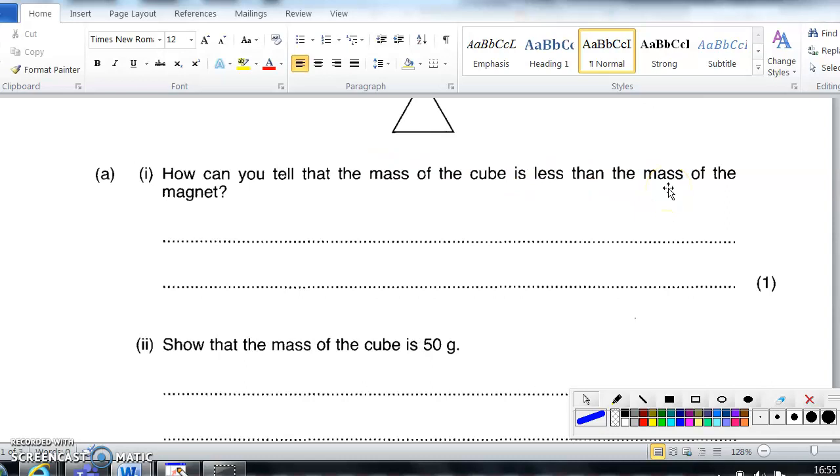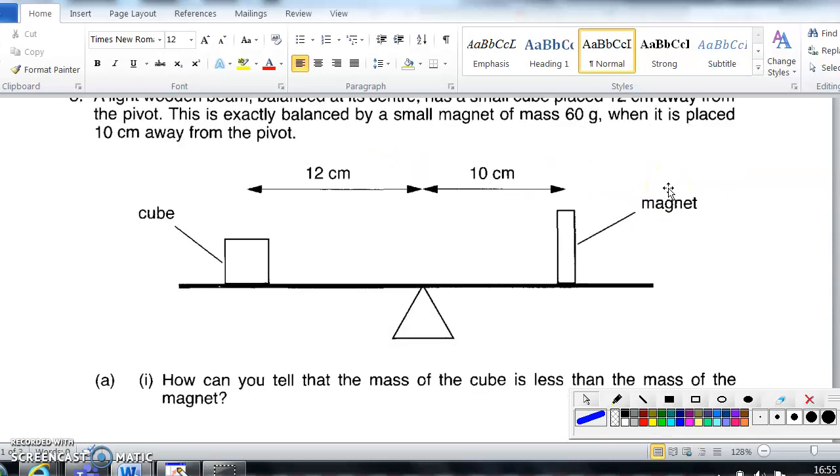So, the moment on the magnet side is 60 times 10, so we're looking at 600. On this side, we need to find out what we times the 12 by to make it equal to 600. So we can divide 600 by 12 and we get an answer of 50 grams. Does that sound reasonable? 50 is less than 60. That's why it needs to be further away. So we're happy with that.